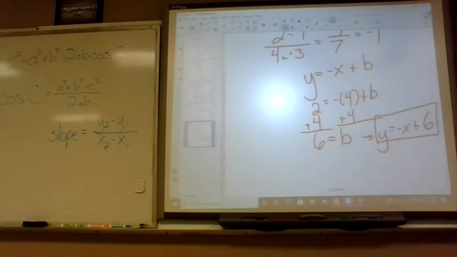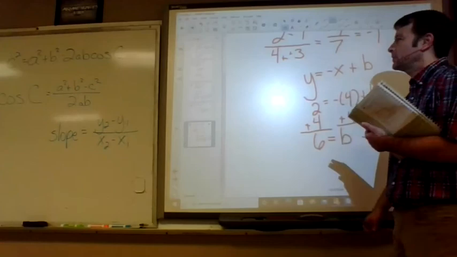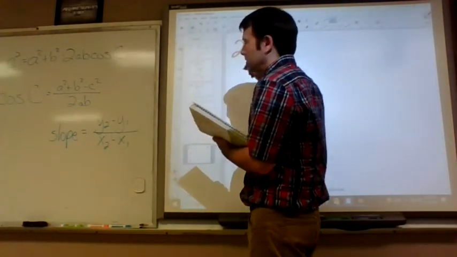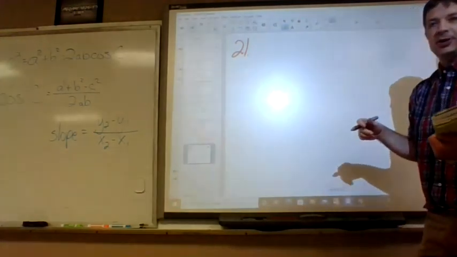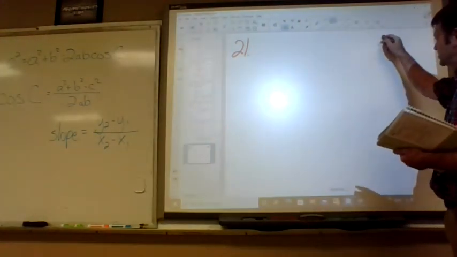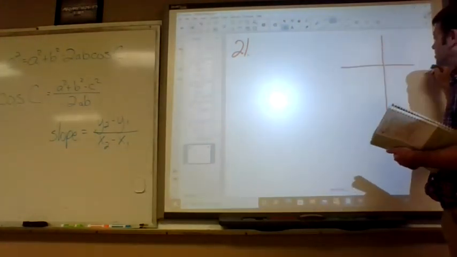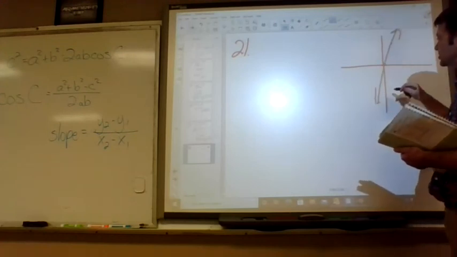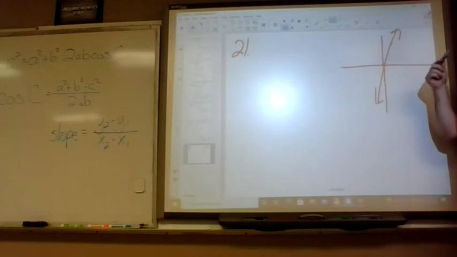Okay, last one. 21. This one's kind of weird too, a little bit. It says one of the points is 0, 0. Do you guys know what that means? It's on the origin, just in the middle. So what's the y-intercept going to be? 0.